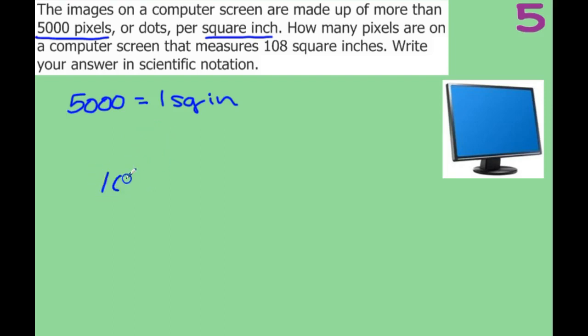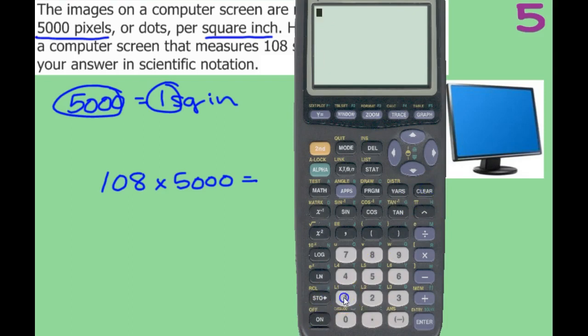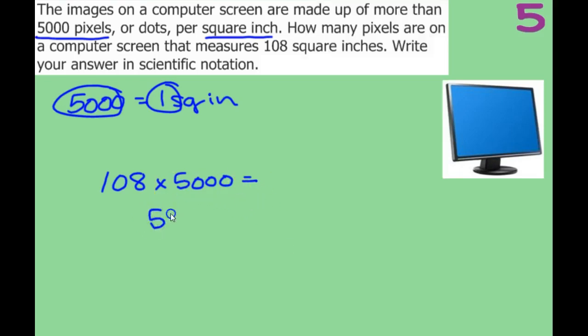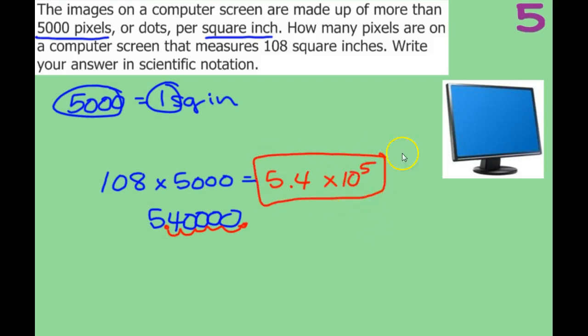So if there's 108 square inches total and each inch has 5,000 pixels, we're just going to multiply it by 5,000. Because there's 5,000 in every square inch and there's 108 square inches. So we have 108 times 5,000 gives me 5, 4, and 4 zeros. So in scientific notation, we would want 5.4 times 10 to the power of 1, 2, 3, 4, 5. So that's how many pixels there are on this one screen. It's 108 square inches.